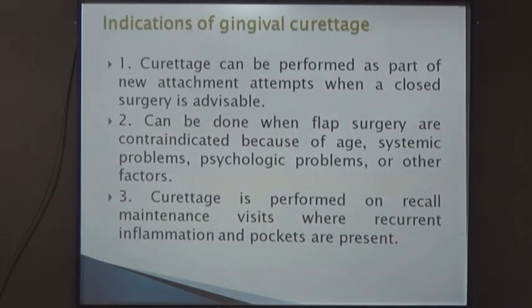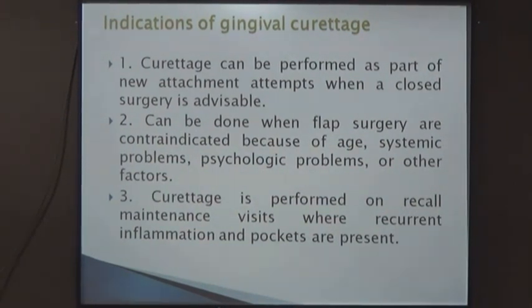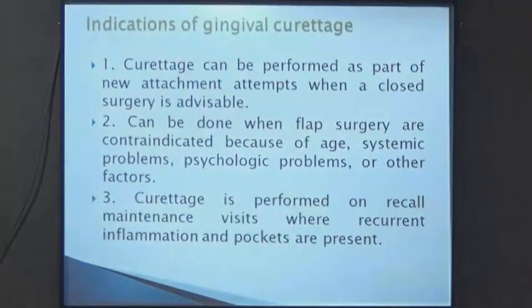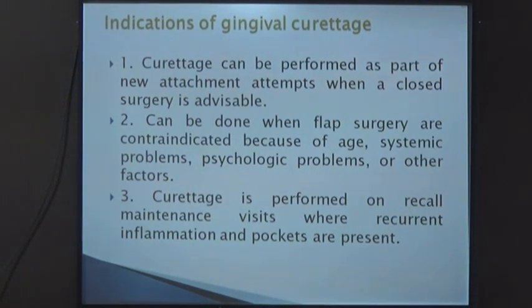Indications, when you will do it. Curettage can be performed as a part of new attachment. What did I tell about new attachment? Where the reunion of tissue takes place when there is a pathologically exposed root surface. So curettage can be performed as part of new attachment when a closed surgery is advisable. When will you need a closed surgery? In case the patient has some systemic problem where there is no chance of raising the flap, but at the same time you have to reduce the gingival infection and inflammation, at that time we will do a curettage.